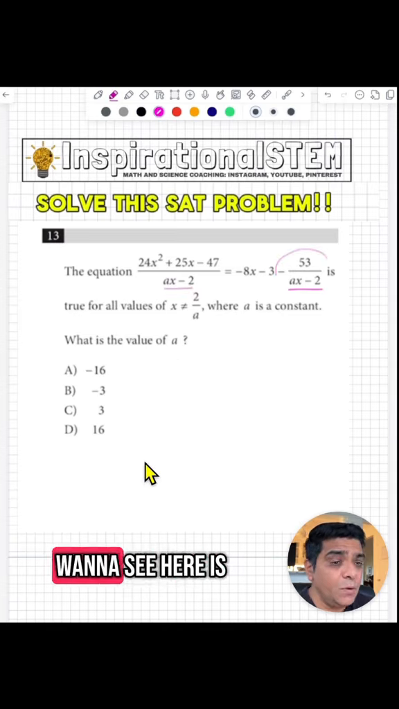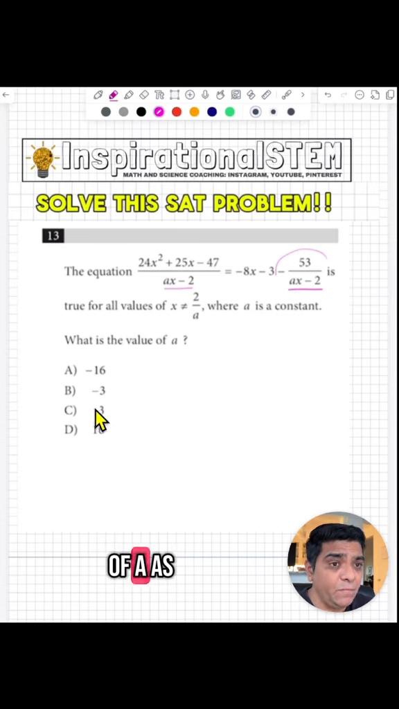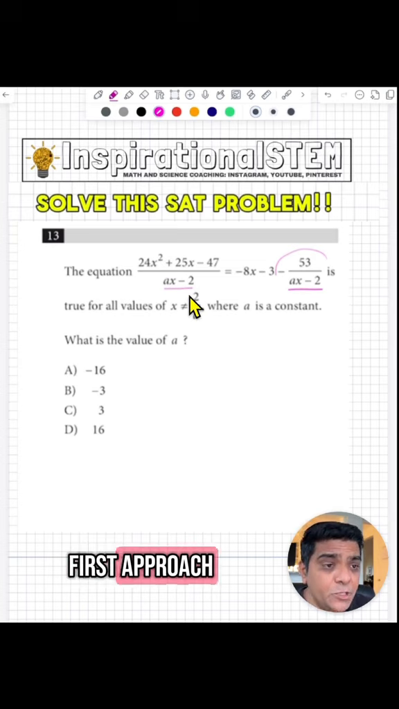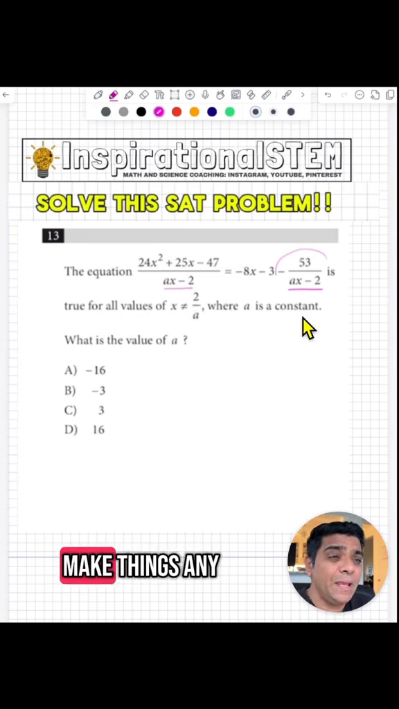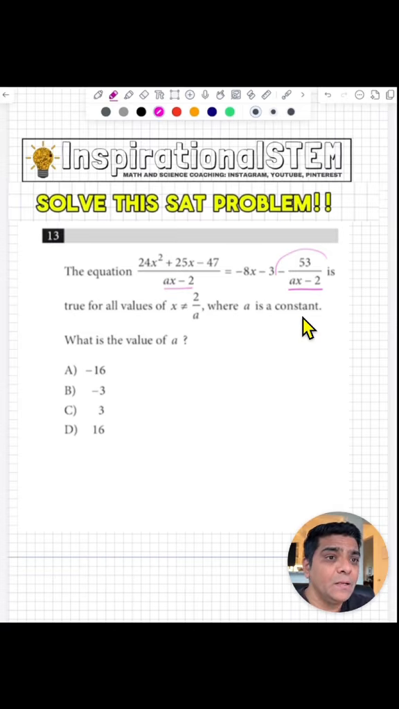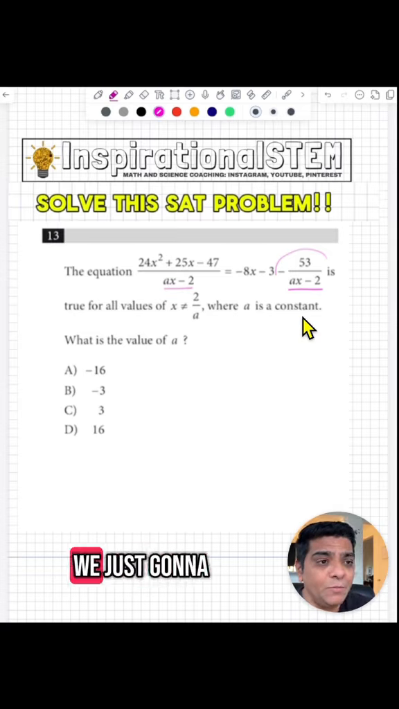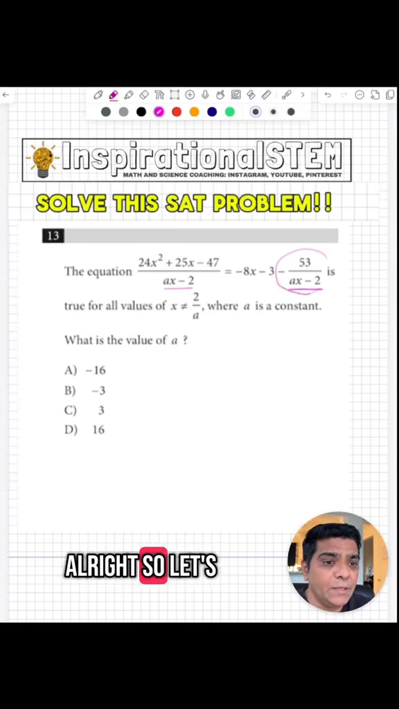So the first thing that I want to see here is if I can substitute the value of a as one of the answers, then if I can get it quickly, that'll be my first approach. But I am unable to do that, because if I substitute one of these numbers, that's not going to make things any less complicated. Okay, and so we're just going to have to go ahead and solve it. All right, so let's see what we can do.